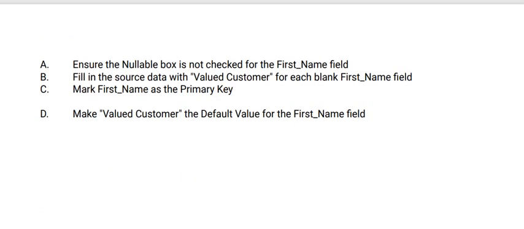Options are: option A, ensure the nullable box is not checked for the first name field. Option B, fill in the source data with "valued customer" for each blank first name field. Option C, mark first name as the primary key. And option D, make "valued customer" the default value for the first name field.